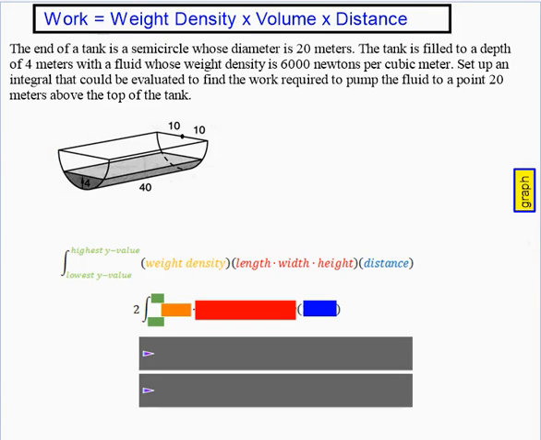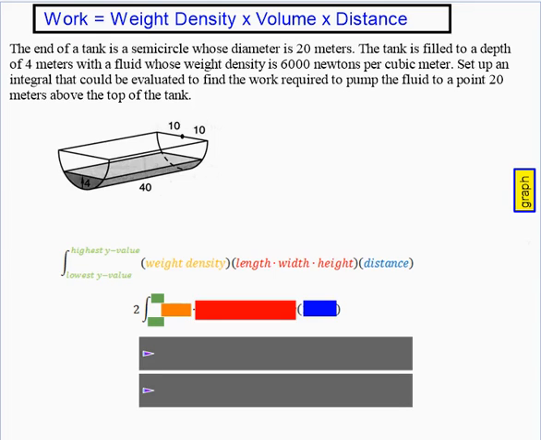Our last example here, the end of a tank is a semicircle whose diameter is 20 meters. The tank is filled to a depth of 4 meters with a fluid that has a weight density of 6,000 newtons per cubic meter. Set up an integral that could be evaluated to find the work required to pump the fluid to a point 20 meters above the top of the tank.